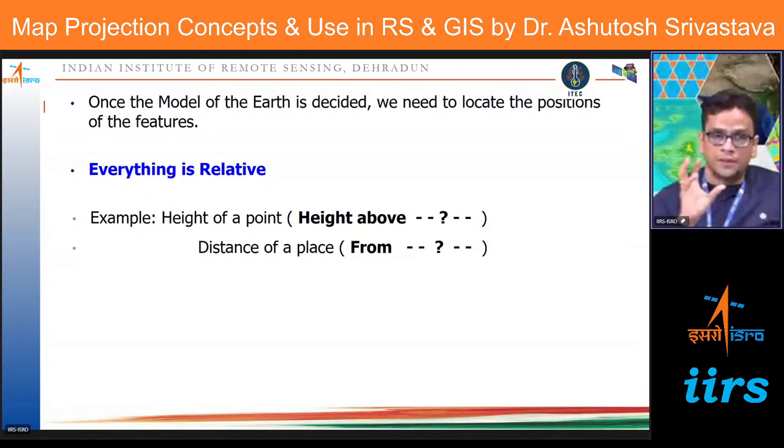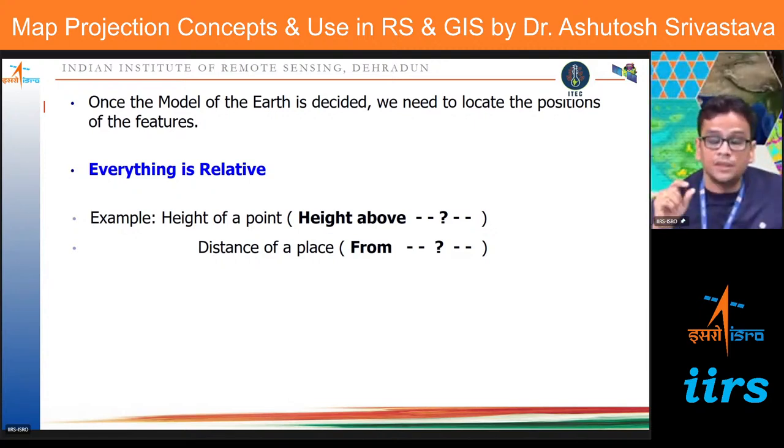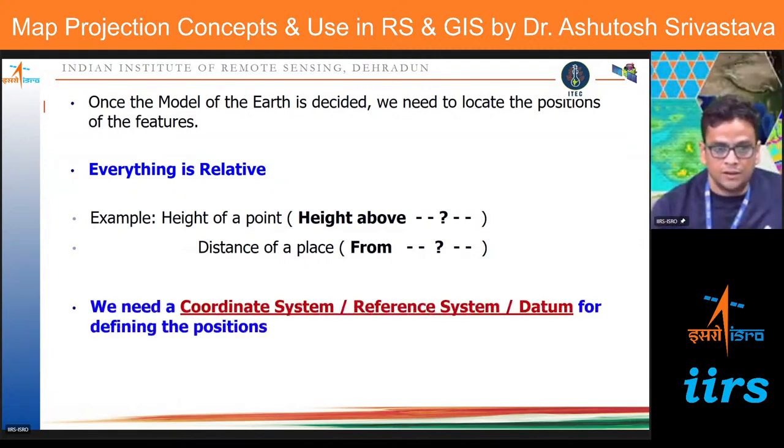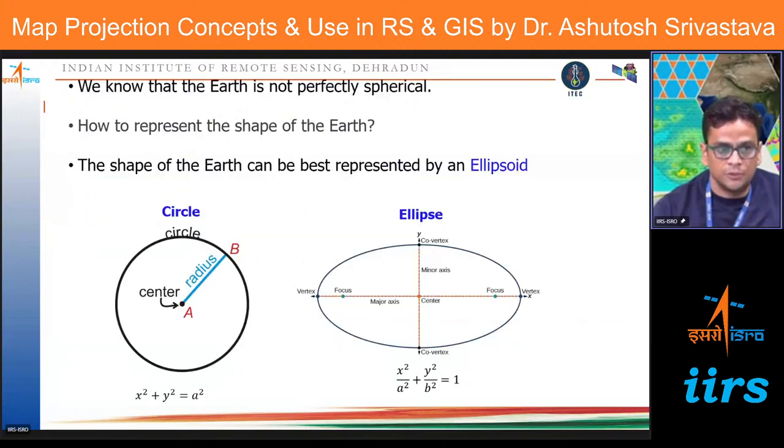So similarly, distance from where, height from where, like mean sea level we are defining. So for all these things we need to define some reference point. So first we have to define the model, then we have to define reference points. So we need a coordinate system, reference system, datum for defining the position.